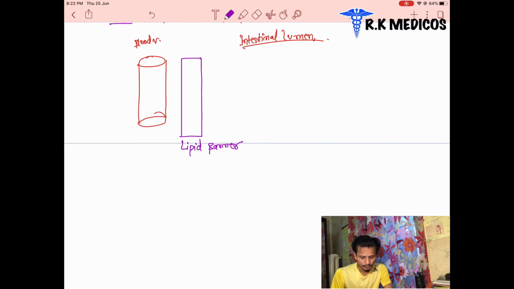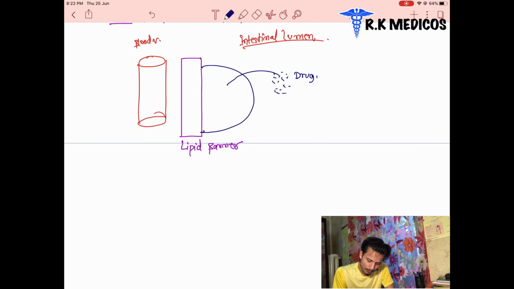What can we see now? Suppose this is the intestinal lumen cells. The drugs are present here. The drugs are moving inside the intestinal lumen cells from the intestine, and then they cross the barrier and move again into the blood vessels like this.